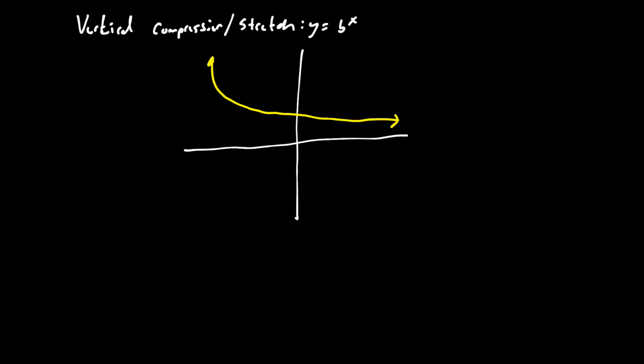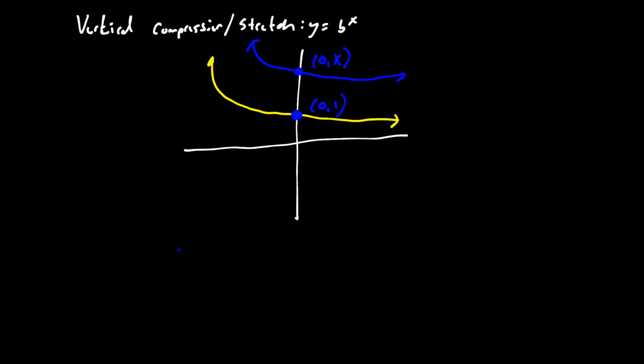A vertical compression or stretch occurs when we multiply our original function y by some constant. The resulting graph allows us to have y values that are going to be a multiple of our original y values. So for example, if this point was again the point (0, 1), and we wanted to vertically stretch our graph by k units, then our new y-intercept would be (0, k).